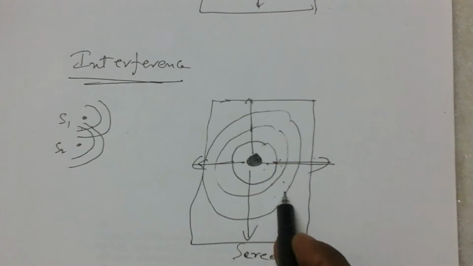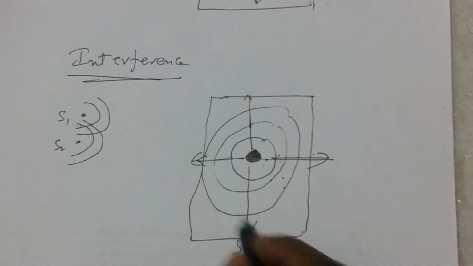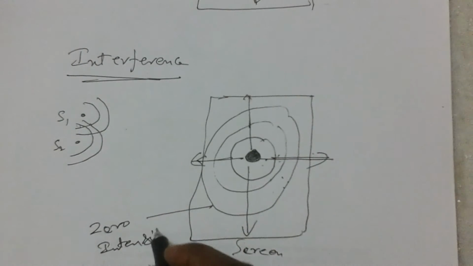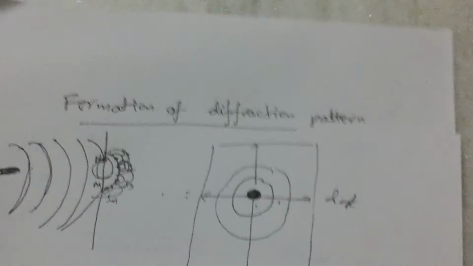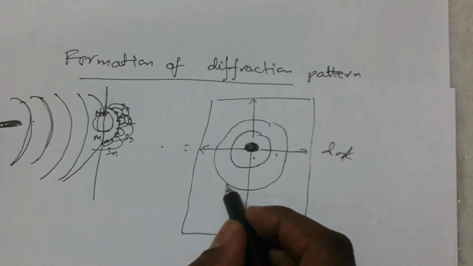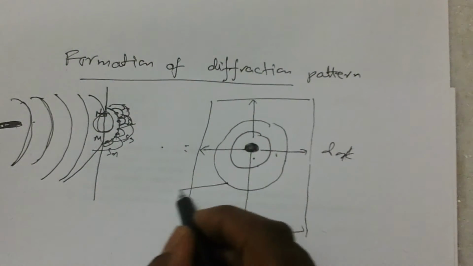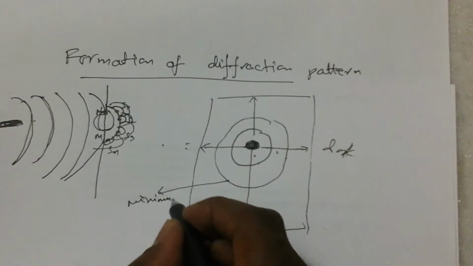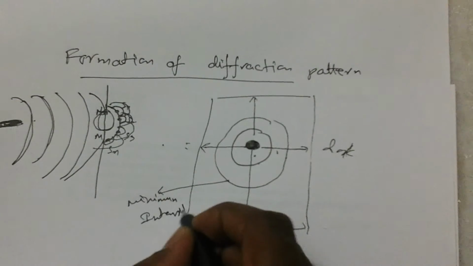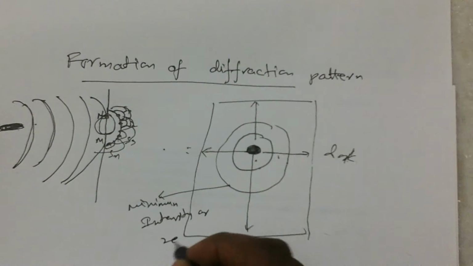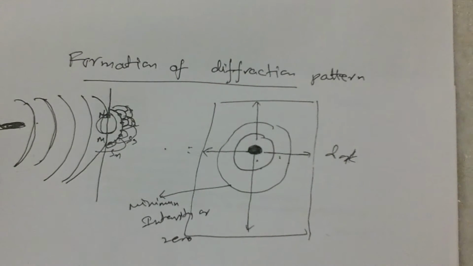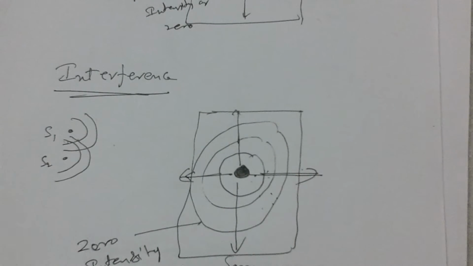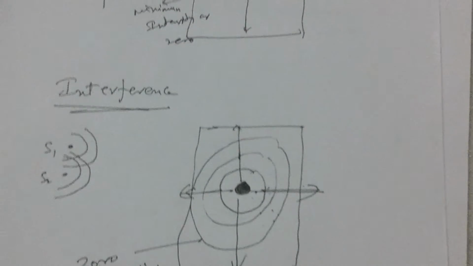Here the darker fringe has zero intensity. But if you go to the dark fringe, it will definitely not be zero, only minimum intensity or zero. You have to remember this. Thank you very much for knowing the difference between the interference and diffraction pattern.